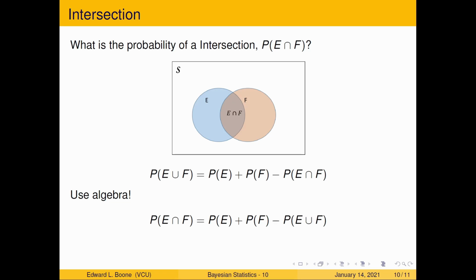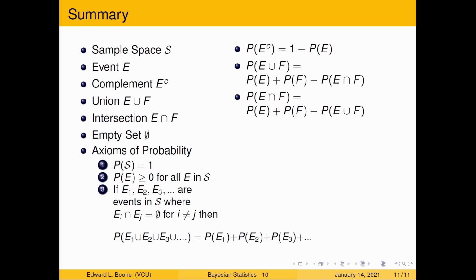So these rules are pretty easy. I'm going to list down here everything we've got. We've got the sample space, an event, a complement, the union, the intersection, the empty set, and the axioms of probability. Now we have the complement rule, the rule for working with unions, and a rule for working with intersections. We're going to come up with some more rules as we go along, because what we're trying to do is ultimately get to Bayes' rule, which depends on a lot of these.